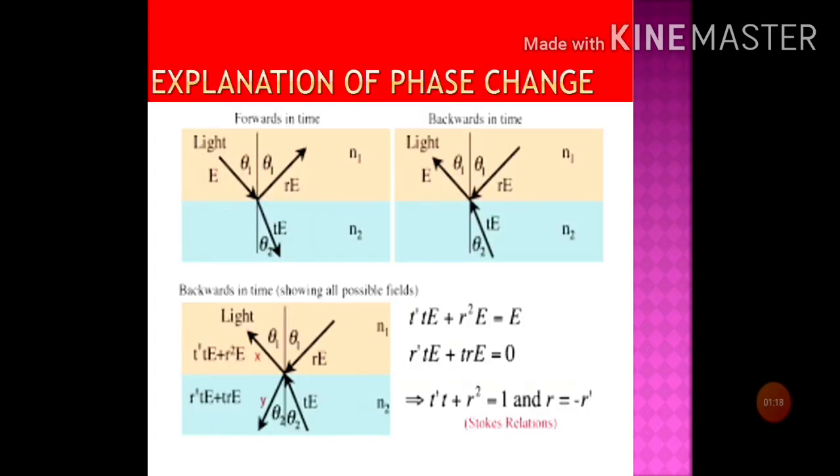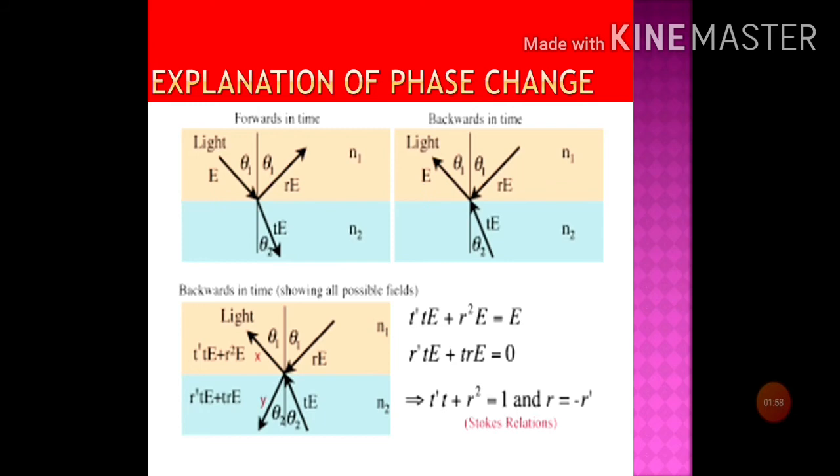Now have a look at this picture. This will explain how the phase changes on reflection from the surface of a denser medium. In order to explain this, I will first use the principle of optical reversibility. According to this principle, in the absence of any absorption, a light ray that is reflected or refracted will retrace its original path if its direction is reversed. So I will use this principle while explaining this Stokes' law.